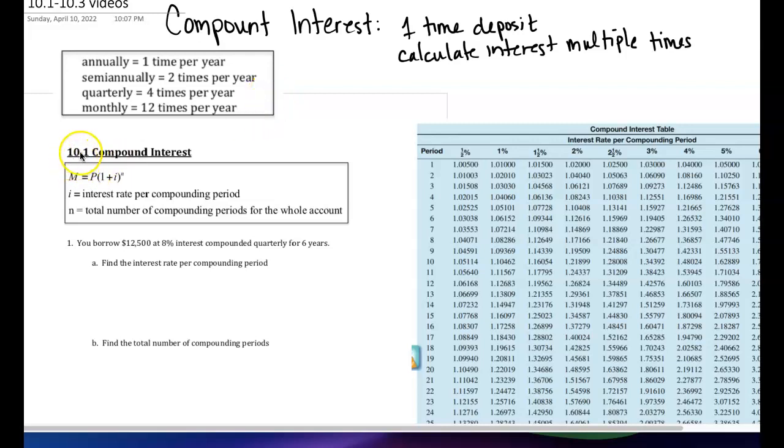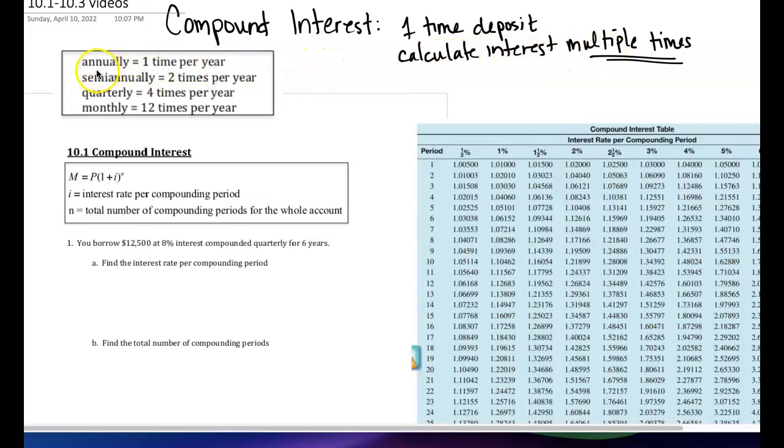Let's begin section 10.1 on compound interest. Compound interest, we're going to calculate interest multiple times, but we still have just one deposit in the account. So a one-time deposit of money, and then interest is calculated on a regular basis.